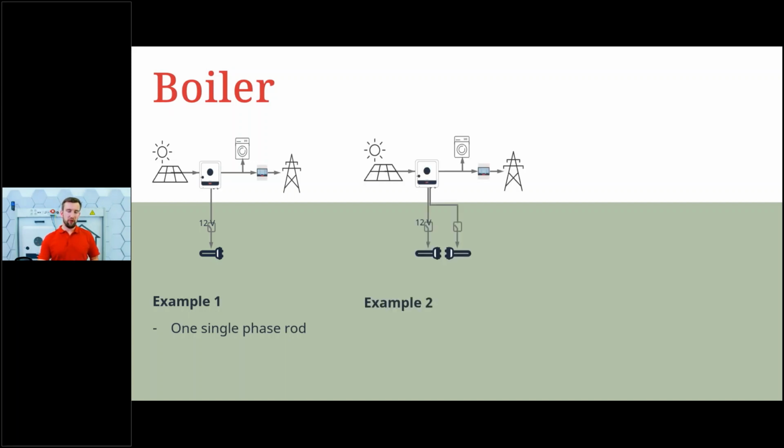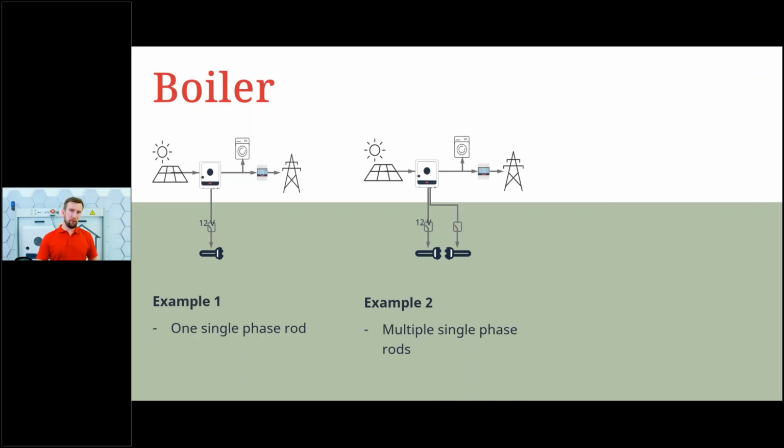A second possibility would be in a building with multiple boilers, for example, where I have several single phase boilers or heat rods. So I might have a small boiler in a kitchen or in a bathroom. I might have an additional one in a garden. I have several of my boilers, each switched individually by a separate I/O via a separate relay.